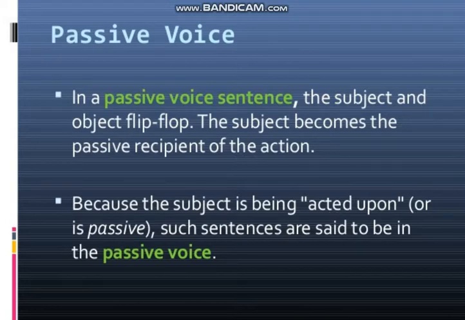Then we have passive voice. In a passive voice sentence, the subject and object flip-flop. Simply, the subject and object replace their positions. The subject becomes the passive recipient of the action; here the subject just receives the action. They are not that active in a sentence. They are not the performer of an action. They become the receiver of the action, and it interchanges the place of the object with it. Because the subject is being acted upon, or is passive, such sentences are said to be in the passive voice. The subject is passive in these sentences, that's why we call it passive voice.